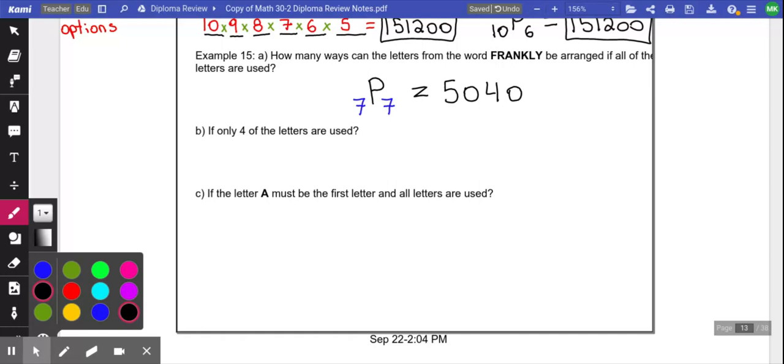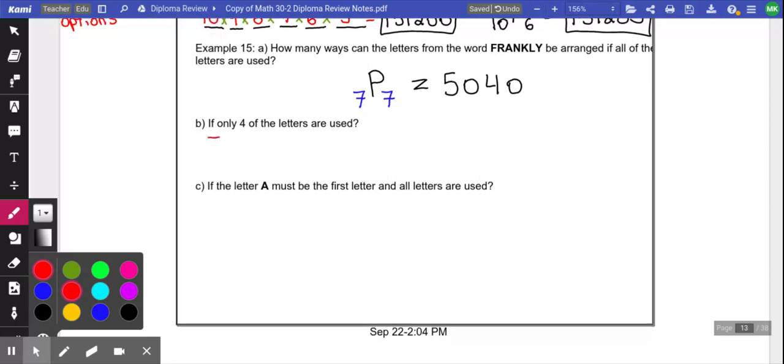For part B, they change it up a little bit. It says, how many ways can the letters from the word frankly be arranged if only 4 letters are used? So now it's still a permutation question, and I still have 7 letters I can choose from. But instead of sorting all 7, now I'm only going to sort 4 of them. So I might go FANL, right? Only 4 letters are being chosen to make a word. This would be 7 permutate 4. If you put this in your calculator, it is equal to 840.